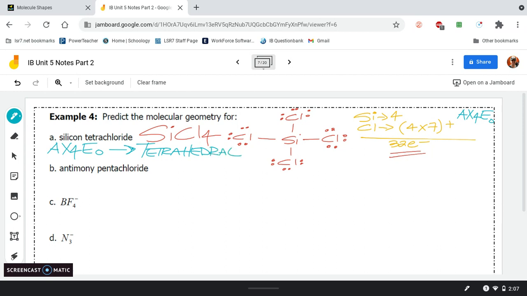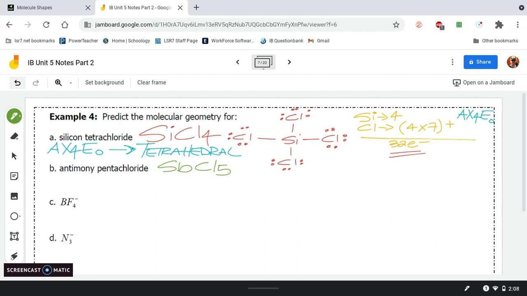Okay, AX4E0. Now antimony pentachloride. So let's give ourselves some space here. Just do a different pen, actually. Ammonium pentachloride is going to be, sorry, not ammonium. It says antimony pentachloride. Sorry, antimony pentachloride. Sb, penta for 5, Cl5. SbCl5. So let's go ahead and try that.